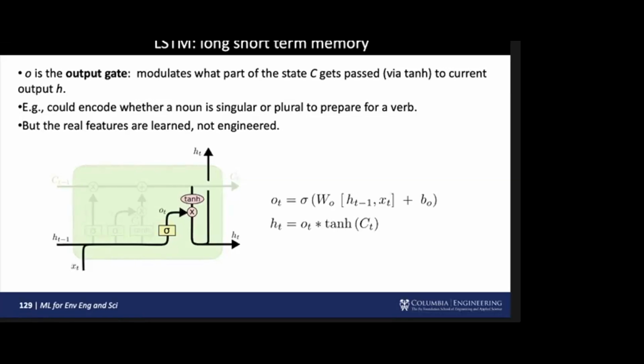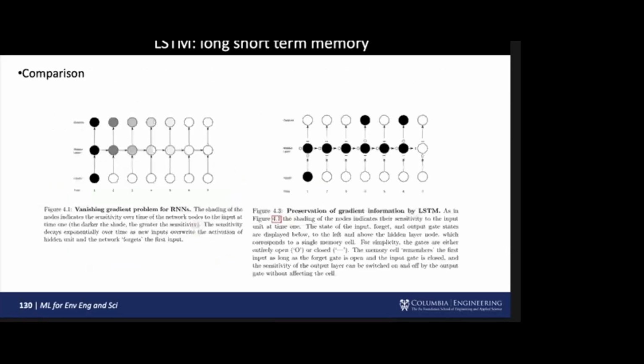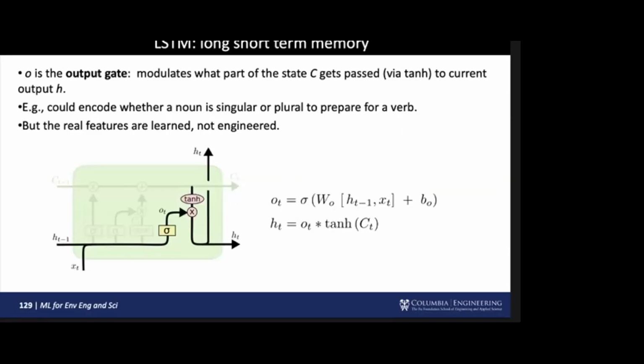So for example, it could decide to focus on whether a noun is singular or plural to prepare the network for the correct verb form. And the most important takeaway is that we don't manually design these rules. The network learns these patterns on its own through training. This is summarized in the three key structures of the LSTM cell.